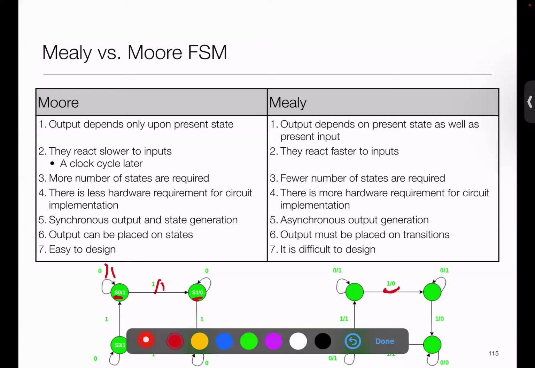Mealy reacts faster, right? Because as soon as the input changes, the output can reflect that. Whereas Moore depends only on the state, so the effect of any change in input will be manifested at the next clock tick. Generally speaking, Moore needs more states, and Mealy can get away with fewer states.